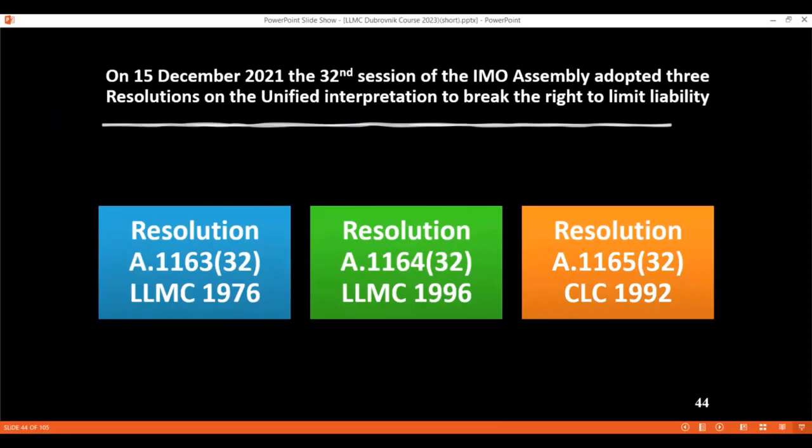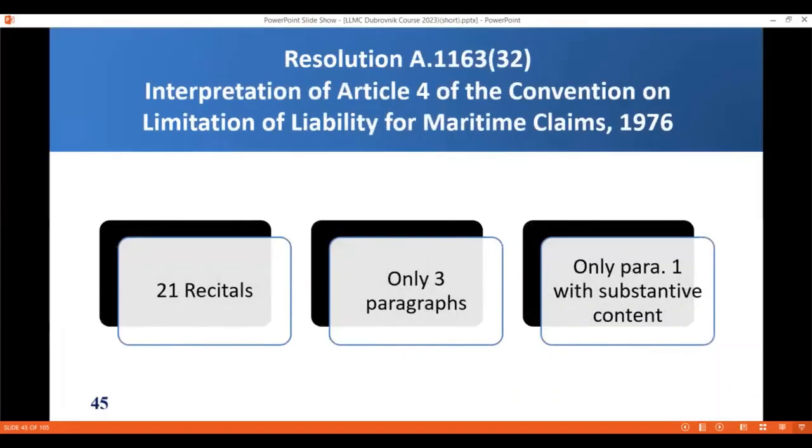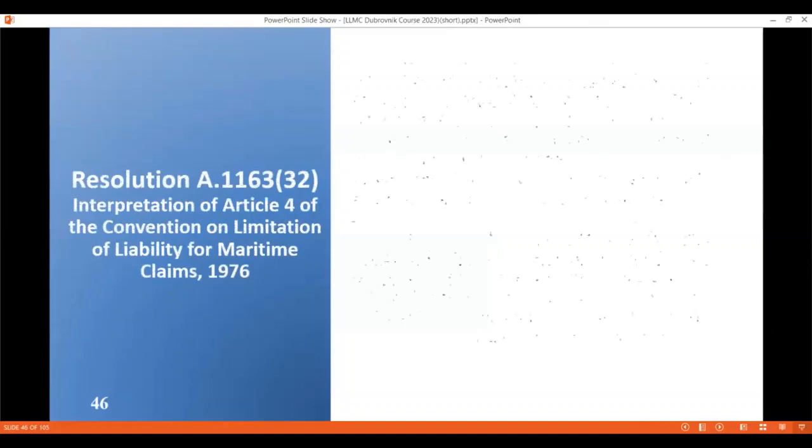One thing that I found very interesting is that, speaking of course in Athens, they didn't do a resolution for Athens. So does that mean that Athens is to be taken in a different approach? They say no, it's because it's the same thing. But obviously, if they did it for all the conventions, it's quite curious that they didn't do one for carriage of passengers. The resolutions are a bit long. There are 21 recitals, but they only have 3 operating paragraphs, with only one of substantive content.